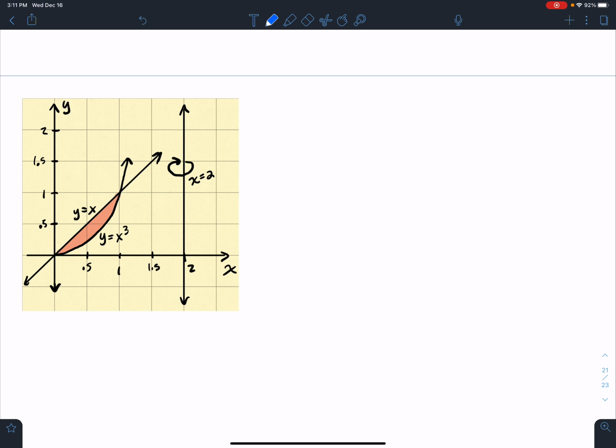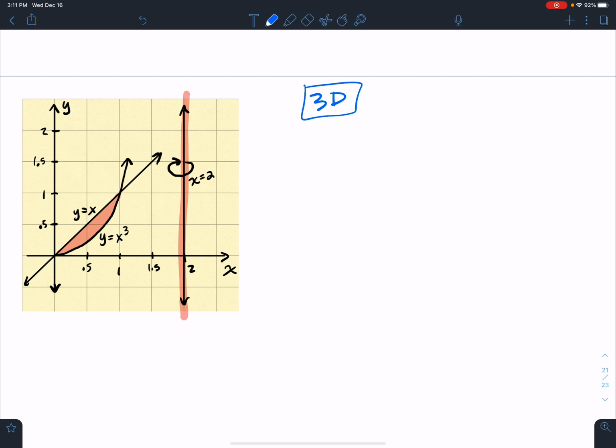And this one here, instead of rotating it about a horizontal line, we're going to rotate it about a vertical line. And so this vertical line here, x equal to 2, we're going to rotate this shape. Now, one thing that I didn't do with the last problem is draw the 3D picture. I'm going to draw the 3D picture here, and just so you know, the picture is really close. I mean, it's not the exact same, but it's very similar to the same shape, okay?